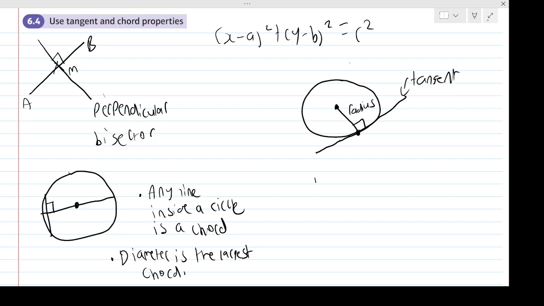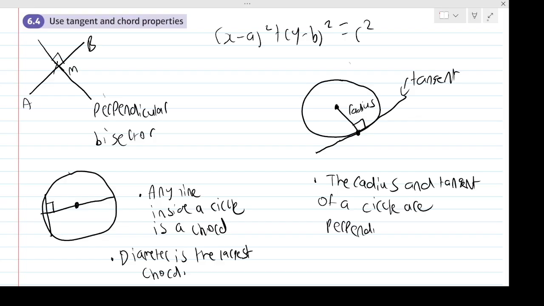So what that means is the radius and tangent of a circle are perpendicular. And so those are the two ideas we will be using in this section that you'll be expected to know for the exam. Hopefully this one shouldn't be too unfamiliar.